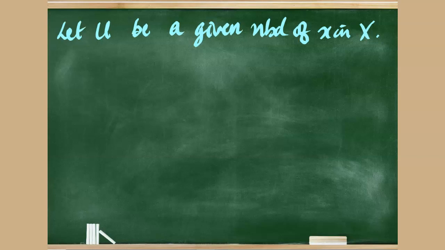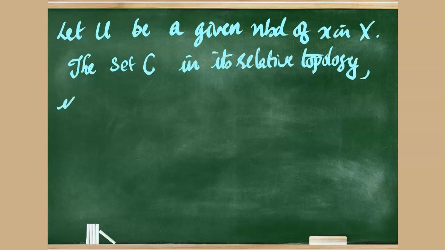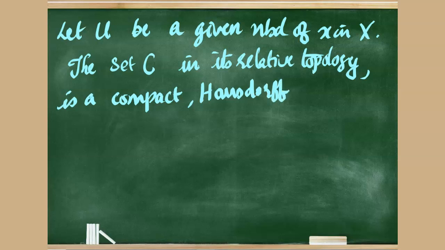To prove that the family of compact neighborhoods of the point small x is a local base at small x, we will need to consider an arbitrary neighborhood and we will have to find a compact neighborhood contained in it. Let us assume that U is an arbitrary neighborhood of our point small x in the space X. The set C in its relative topology is compact. Since we have assumed that C is a compact neighborhood, it is definitely a compact subset, and since the space X is Hausdorff, this subspace will be Hausdorff, as the Hausdorff property is hereditary.